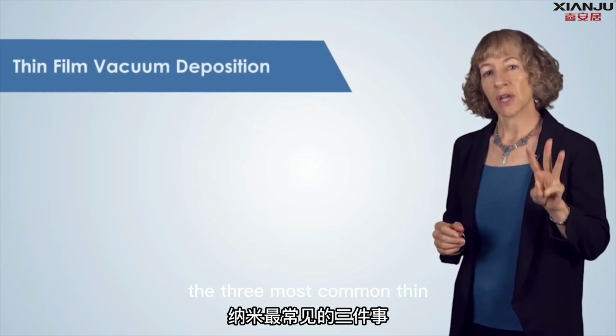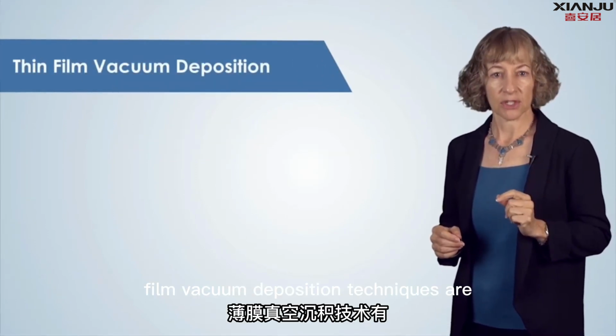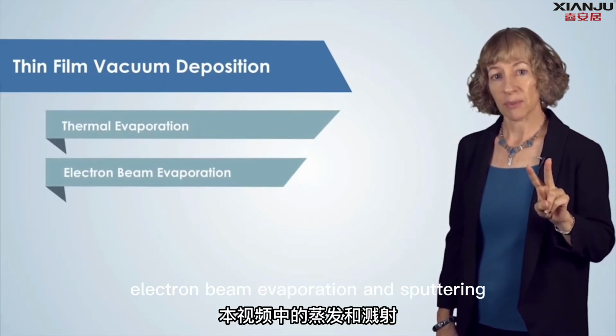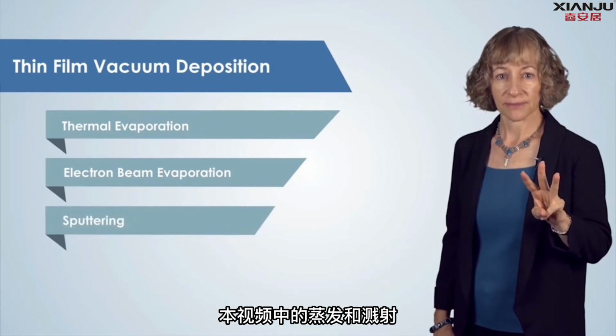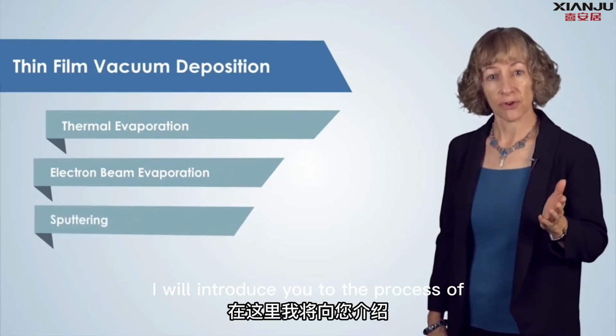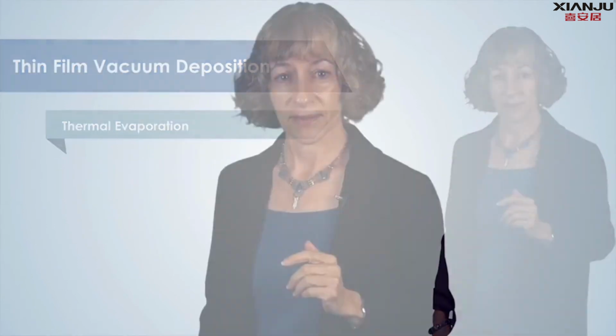The three most common thin film vacuum deposition techniques are thermal evaporation, electron beam evaporation, and sputtering. In this video, I will introduce you to the process of thermal evaporation.